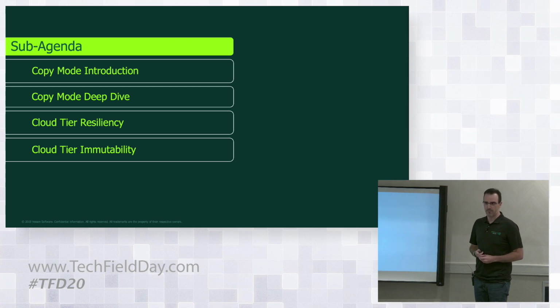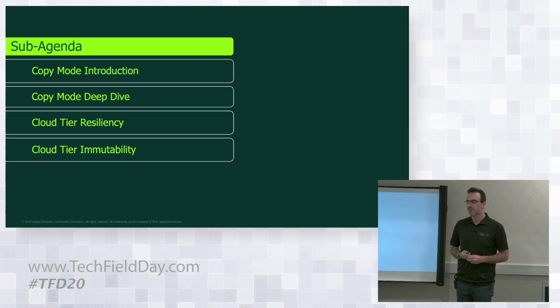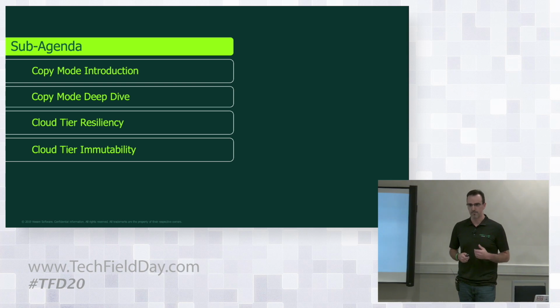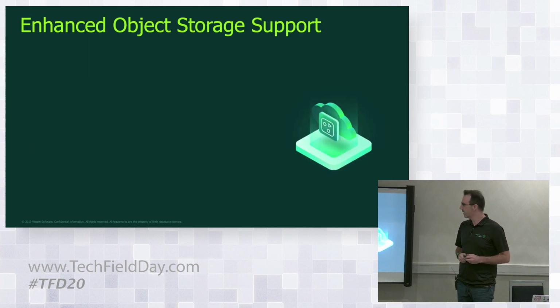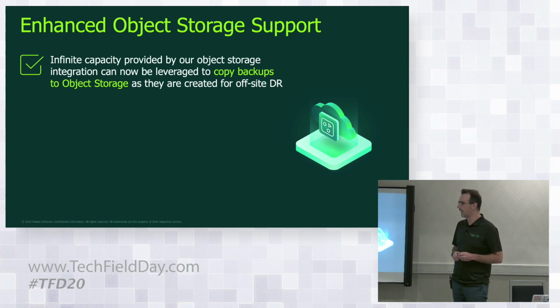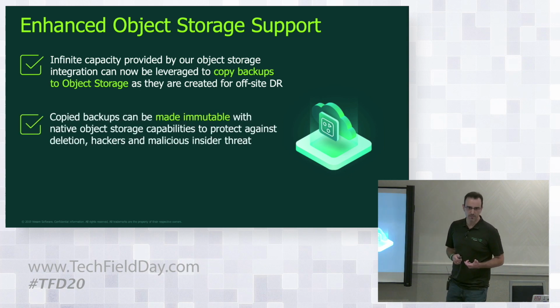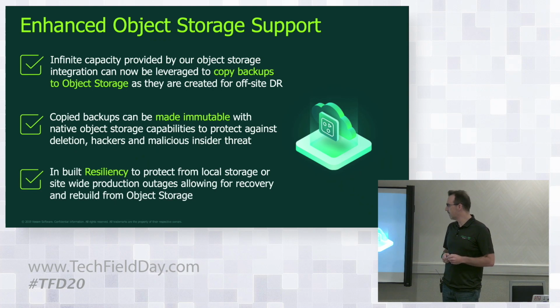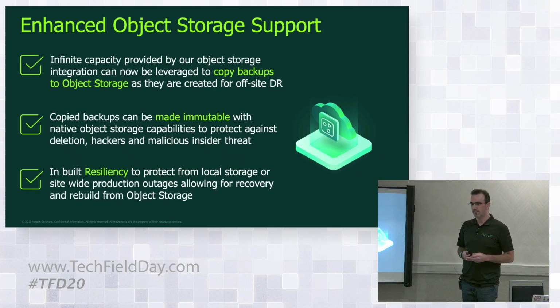I'm going to talk about resiliency. We've built some great resiliency into this Cloud Tier, which in effect makes it a DR product in itself. And then I'm going to look at immutability, which is quite interesting, as a way to protect against malicious insider threat. So let's kick it off with exactly what we've done in V10. Again, we've introduced copy mode, the ability to copy data as soon as it's been created from the Veeam Backup & Replication job to the object storage. We've introduced immutability, and then that resiliency. These three features create what we think is a brilliant and innovative product and feature of the Cloud Tier.